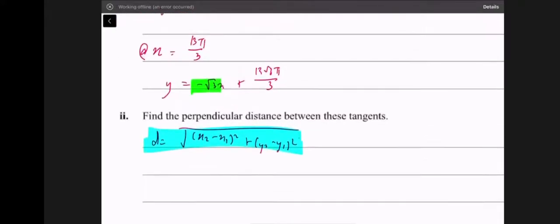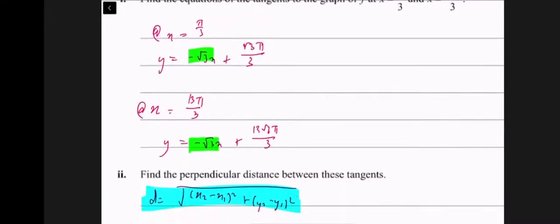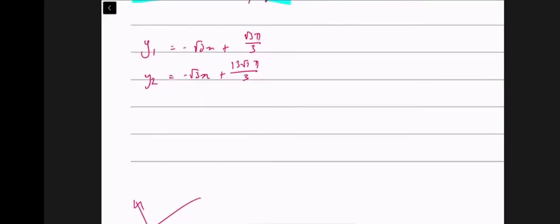Since we're dealing with linear lines, the gradient's going to be the same. So if you know the gradient of the line, in this case we have one of them is minus root 3x plus root 3 pi on 3, and then the other one is minus root 3x plus 13 root 3 pi on 3. So if you're trying to find the perpendicular line, you can just straight away use the gradient.